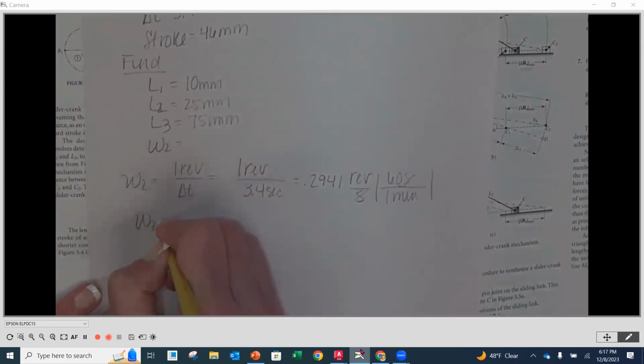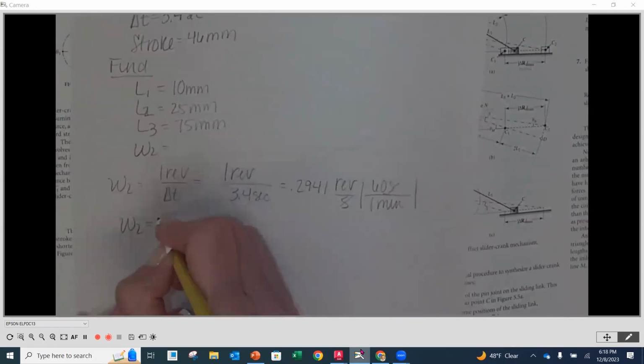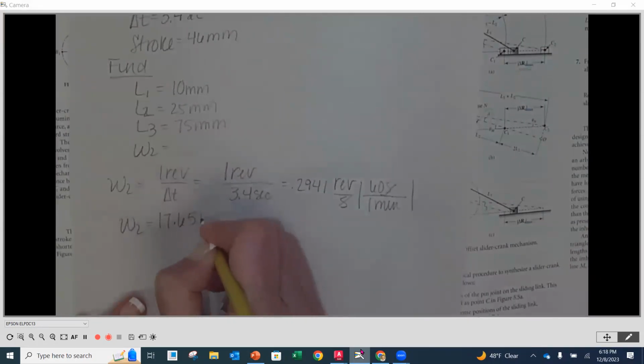And then our W2 is going to be 17.65 RPMs.